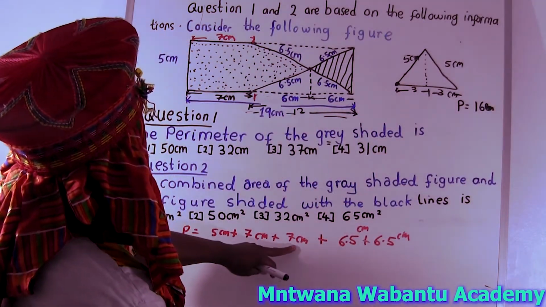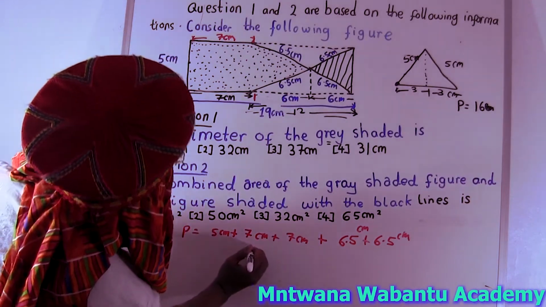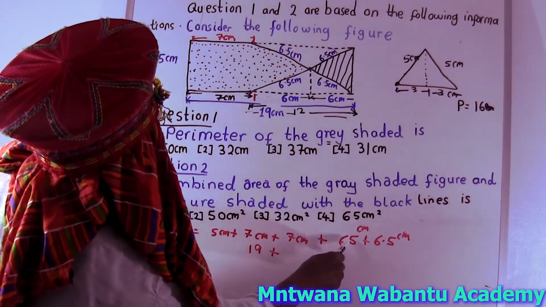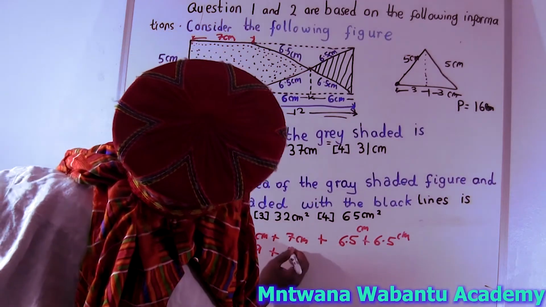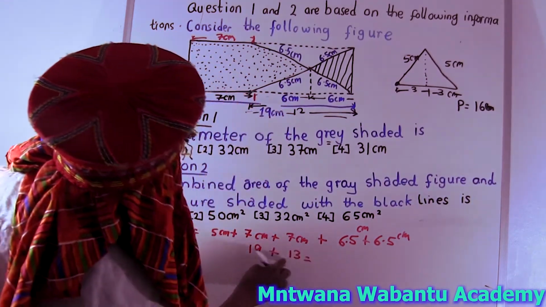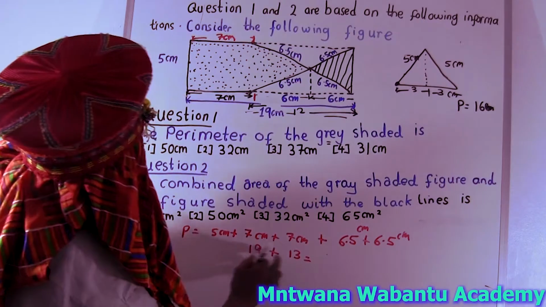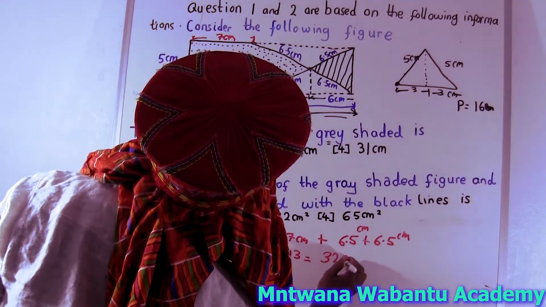Now 7 plus 7 is 14. 14 plus 5 equals 19. So these give us 19, and then we add 6.5 plus 6.5, which equals 13. So together they give us 32, because 19 plus 13 equals 32 centimeters.